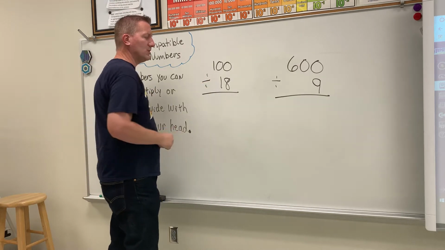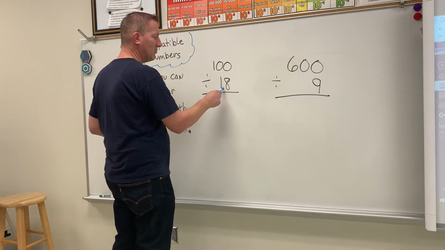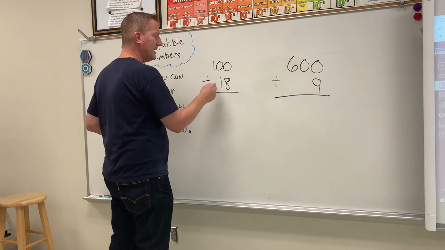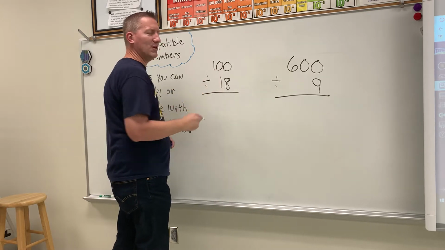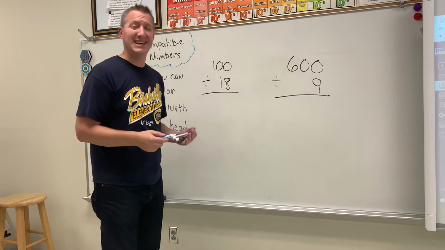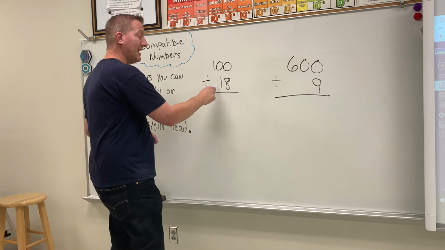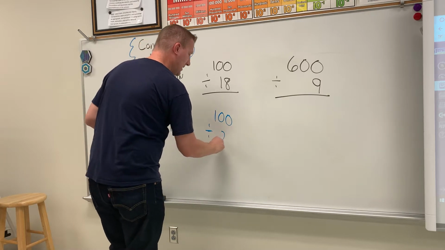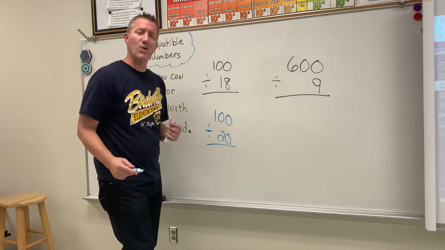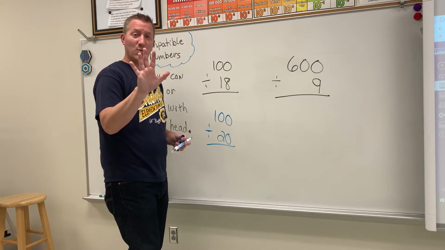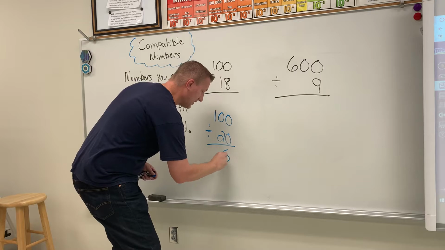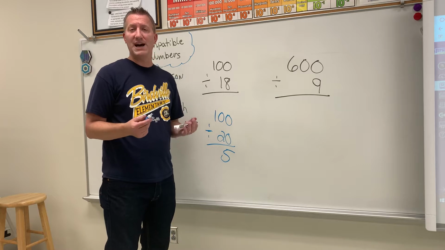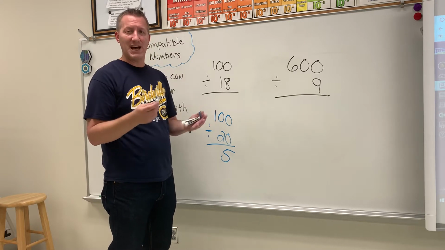So what I would do on this, I would round this number up to 20. Instead of dividing by 18, because I don't know right offhand how many times 18 goes into 100, if I round up to 20 and I divide 100 by 20, I know that 20 goes in there 5 times. So I know my answer is going to be close to 5. It's going to be right around 5.